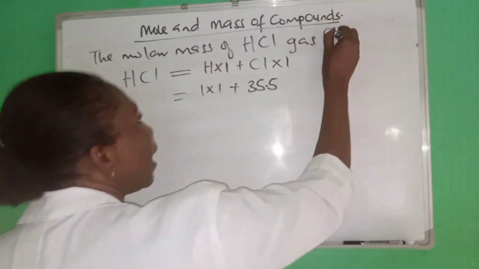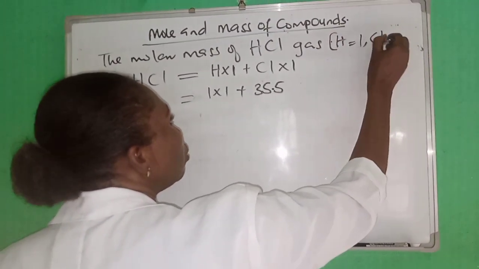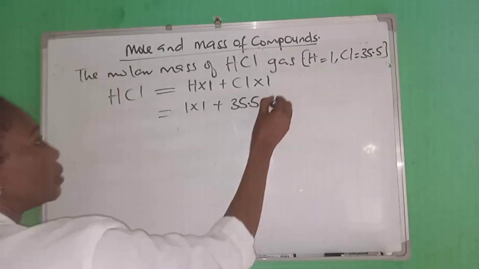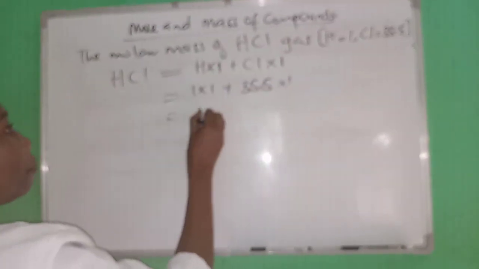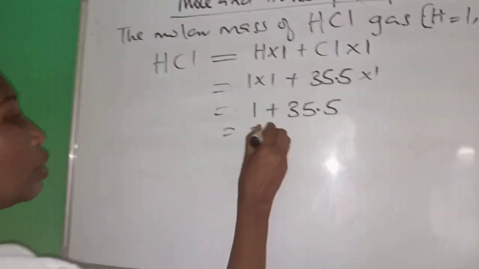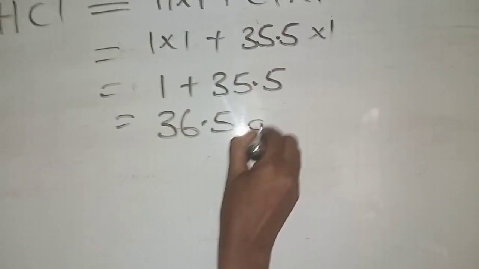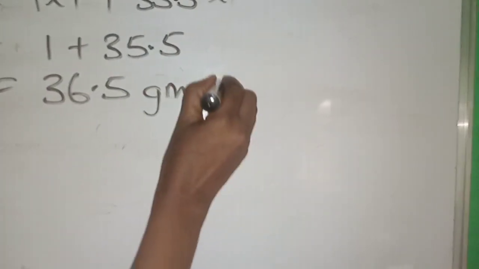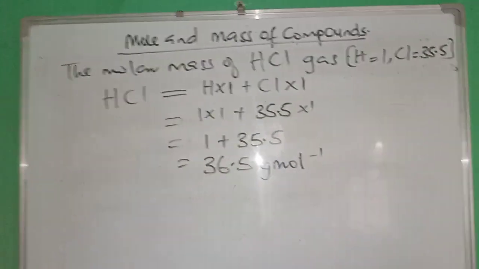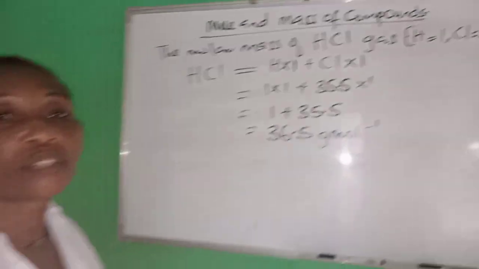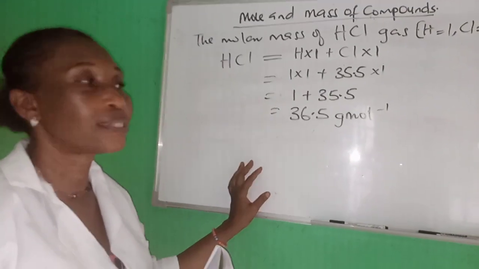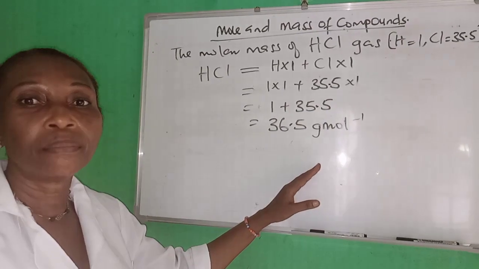So if we are given that hydrogen is equal to 1 and chlorine is equal to 35.5, we calculate like this, and that will give you 1 plus 35.5, which is equivalent to 36.5. We now put gram per what? Mole. We are talking about molar mass, not relative molecular mass. If we are talking about relative molecular mass, it has no unit. But for molar mass, it has a unit, gram per mole.